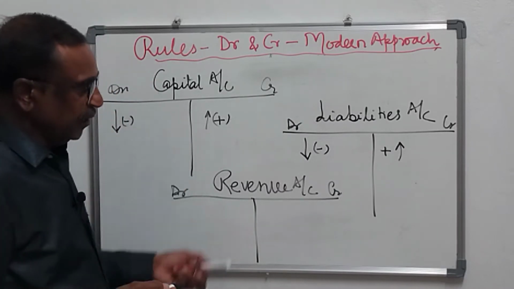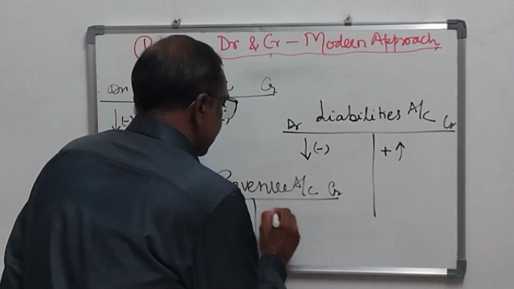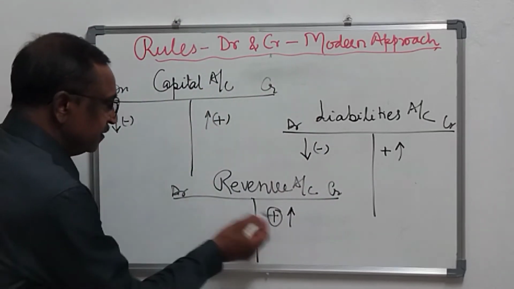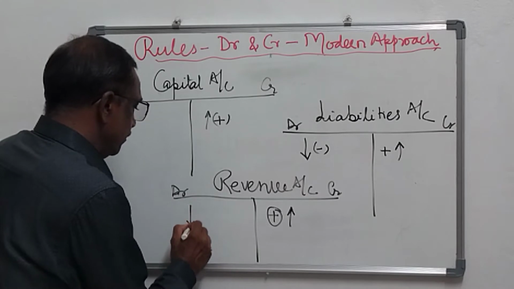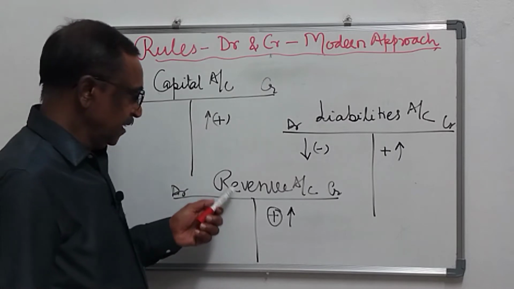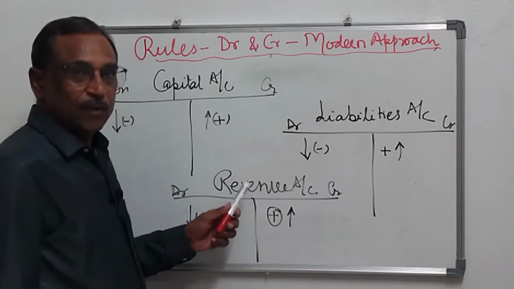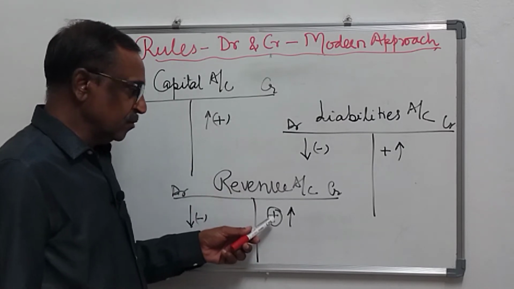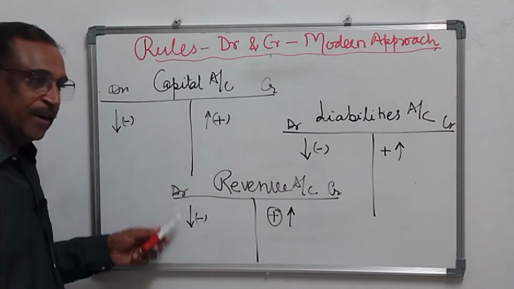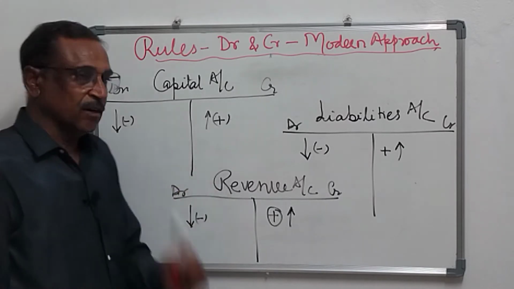And the rule for revenue is similar to that of capital and liabilities. That is, whenever there is an increase, it is credited, and whenever there is a decrease in revenue, it is debited. So we can say the rule for revenue is, if due to any transaction the revenue is going up, it is credited, and if due to any transaction the revenue is going down, it will be recorded on the debit side, that is, this revenue account will be debited.